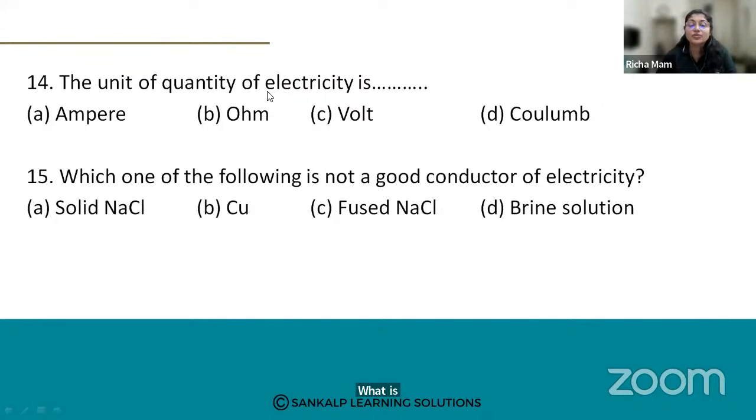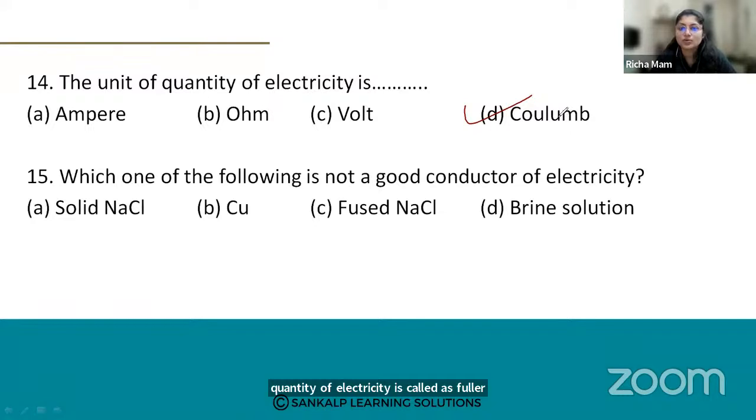What is the unit of quantity of electricity? The answer is D, coulomb. Okay, the answer is coulomb. So, what is coulomb? The unit of quantity of electricity is called a coulomb.